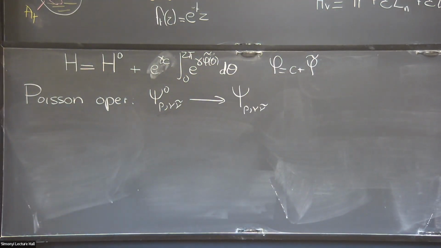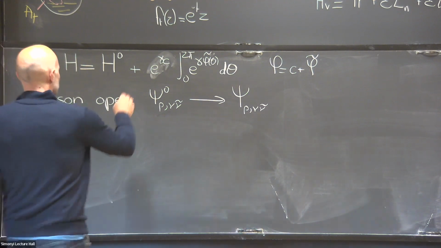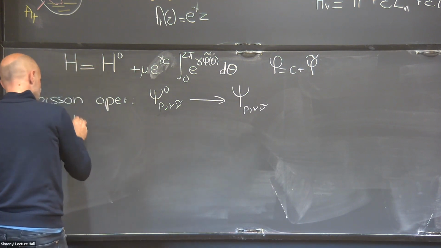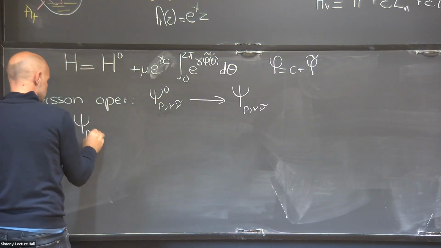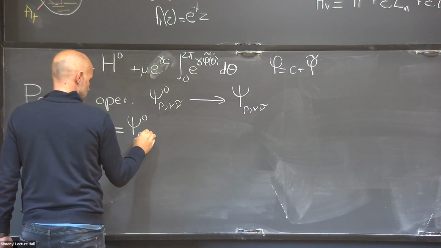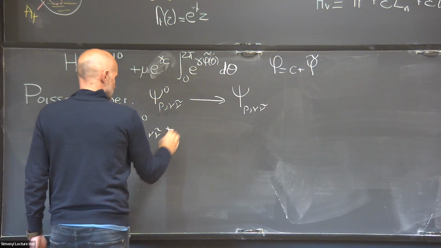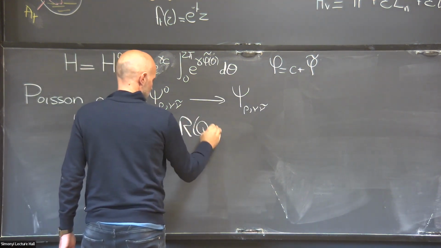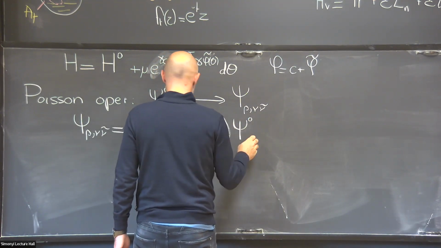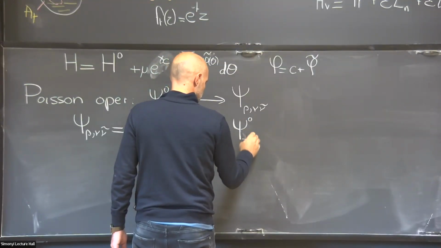Sorry, is there a factor of mu there? Yes, there's a mu here. Thank you. Okay, how do you construct this? Well, you can construct this as an eigenstate with this relation. I'm going to explain a little bit where this comes from.